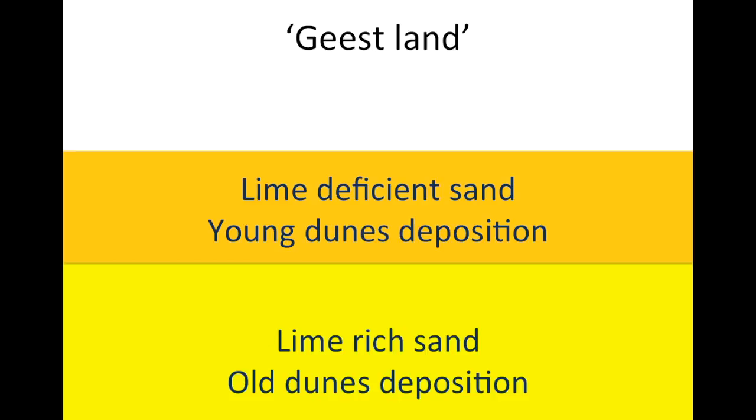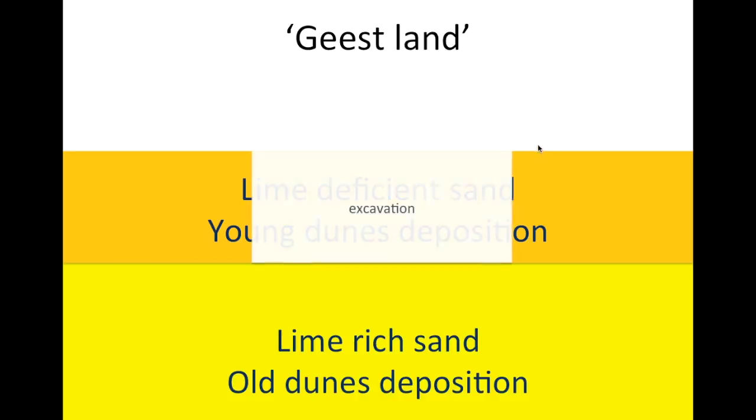Now, the young dunes deposition doesn't have a lot of lime in it. It's lime deficient. So if you want to make something of this land, you have to add fertilizer or lime, in fact, on this land to do something. But people didn't know about it way back in the day when the tradition of growing plants in this Geestland was started. So what they did is they just excavated.